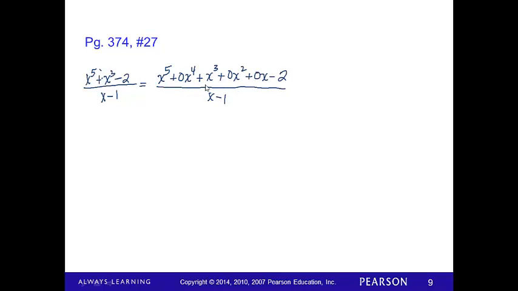So the first thing we have to do is make sure it's in descending order and use 0 as a placeholder for any missing coefficients. Then we look at our divisor. So this is our divisor.